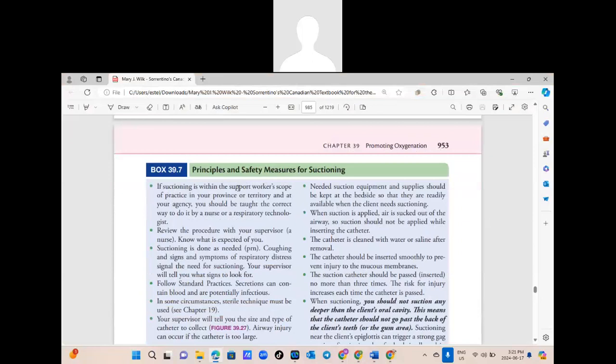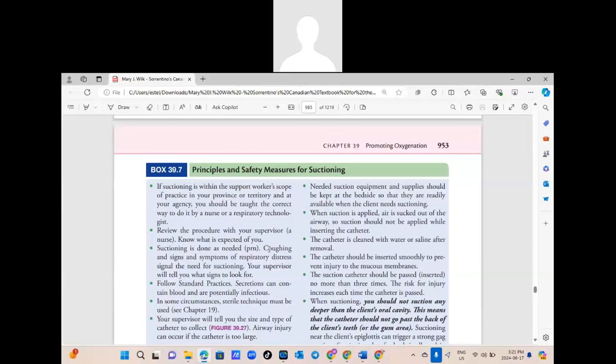Okay, so if suctioning is within your support worker scope of practice in your province or territory and at your agency, you should be taught the correct way to do it by a nurse or respiratory technologist. So again, it can be delegated to you, but before they can give you the go signal, you're going to do a return demonstration, right? You are knowledgeable and competent to do it safely. Review the procedure with your supervisor or a nurse. Know what is expected of you.